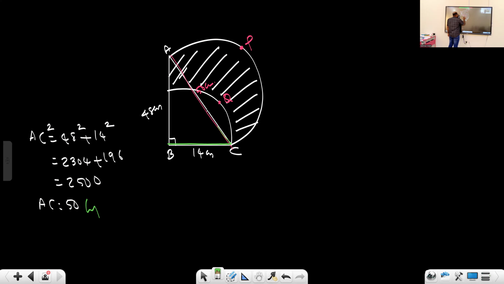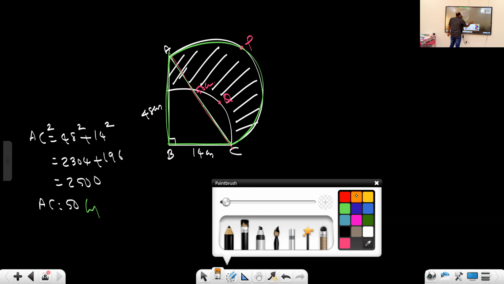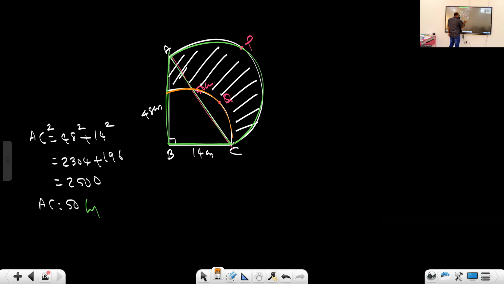Area of this triangle plus area of this semicircle, what you'll get? The total area you'll get. From there, what you have to remove? You have to remove this quadrant, this piece. When you're removing, only the shaded region will be there. Right?